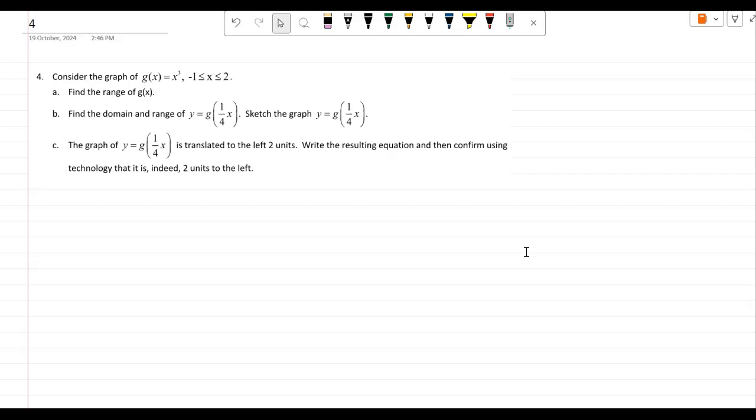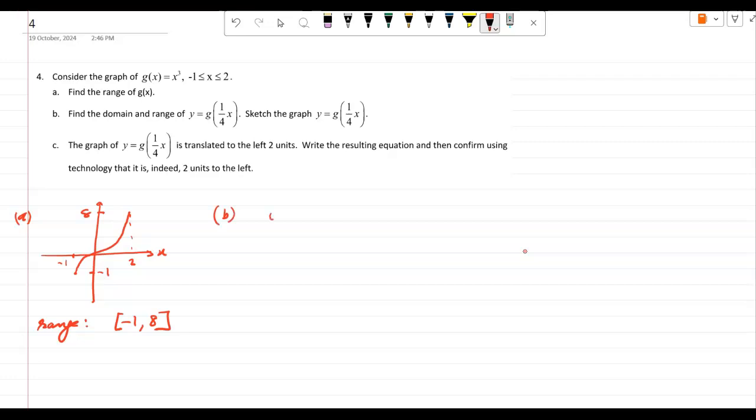Fine. So consider the graph of this. Find the range. If you think of the graph, it is going like this. So if it's -1, the cube root of -1 is -1, and the cube root of 8 is 2. So that means the range of this graph is -1 to 2. That's the range of the graph. Correct? Part A.